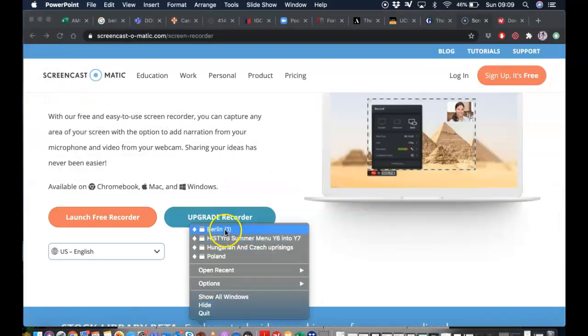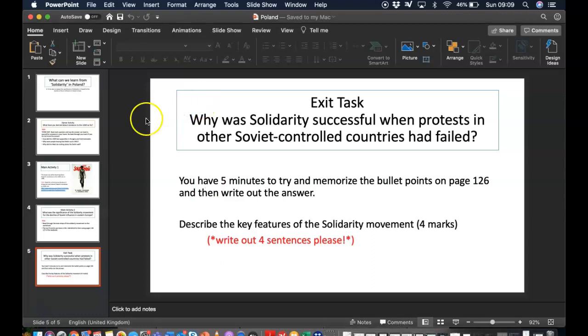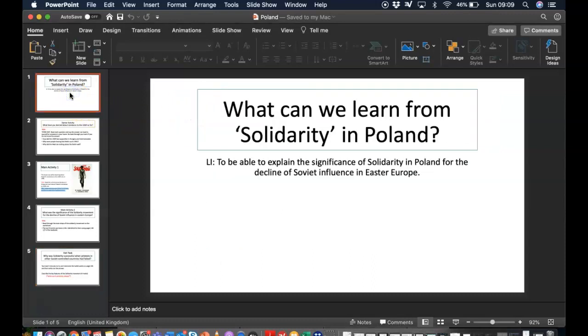This lesson, what we're going to be looking at is the Solidarity movement in Poland. So if you could just write down the title: what can we learn from Solidarity in Poland? This was a trade union. I'll explain what a trade union is. That was prominent in Poland, really beginning in 1980, and it grew in popularity and influence throughout Poland and then Eastern Europe. And it was one of the main reasons why communism lost appeal, or certainly Soviet communism in Eastern Europe. So just correct that, in Eastern Europe.